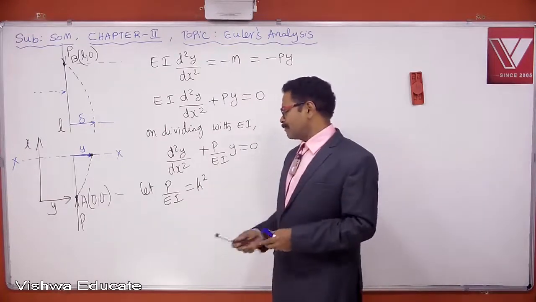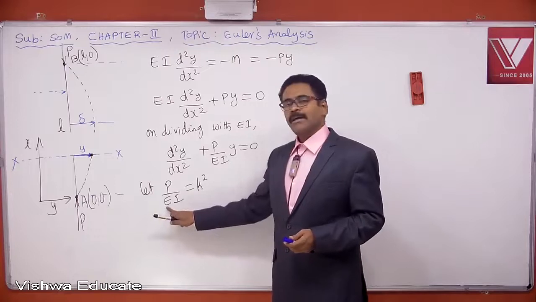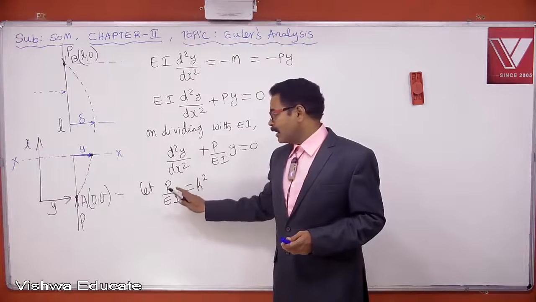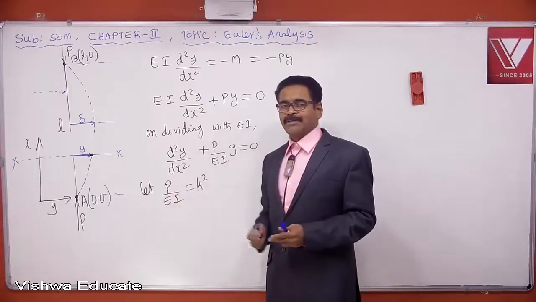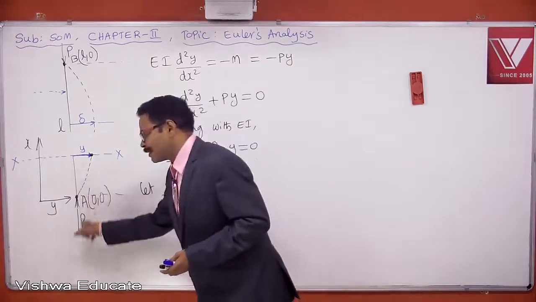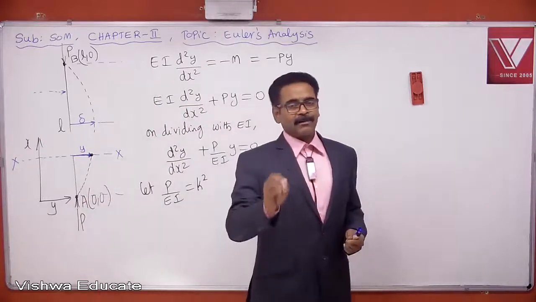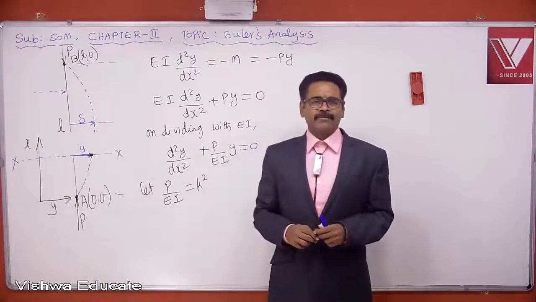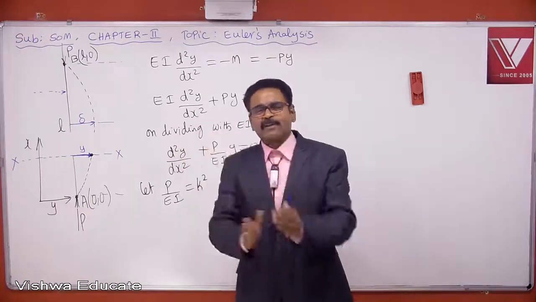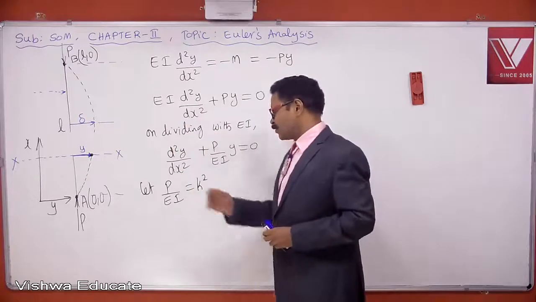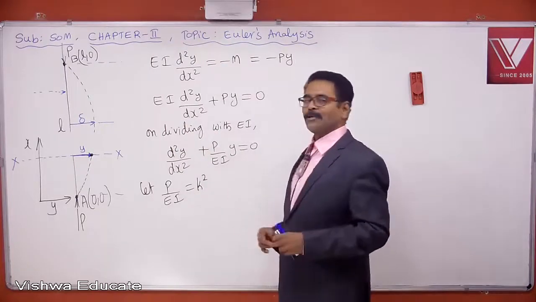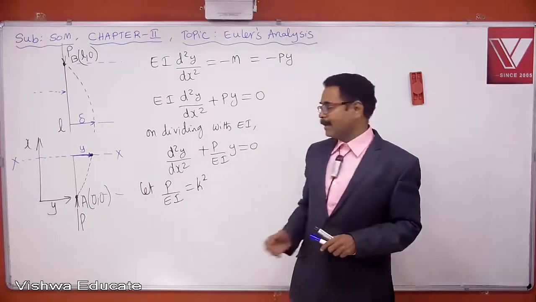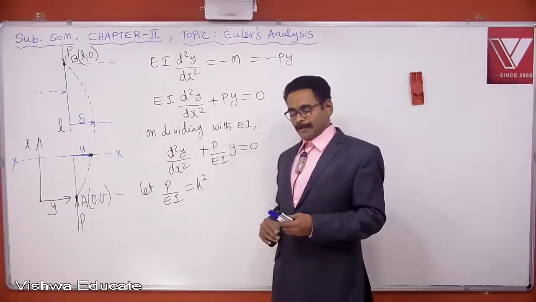See here, for the given column, E is constant. For the given column, I is constant. And this P is also constant. Why is P constant? Here P is the critical load. Critical load of a column is constant. It is not variable. It is a special load, a particular specific load. So P is constant, E is constant, I is constant. This group of constants I am replacing with another constant. That constant is K square.